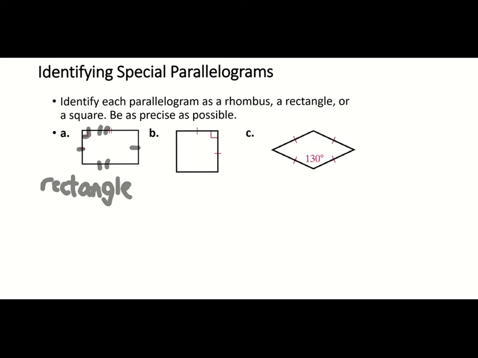All right, for B, looks like all 4 sides are the same, and then we're going to have 4 right angles. So this is going to be our square.